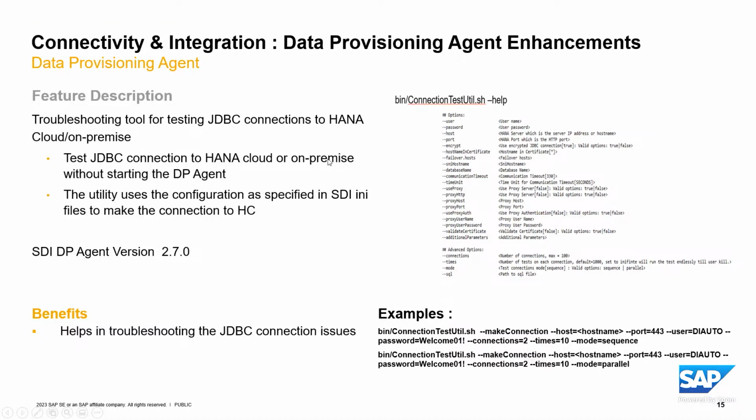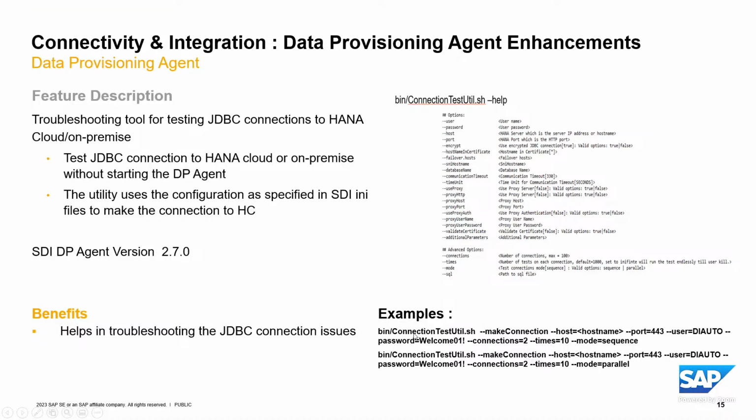This utility uses the configuration as you specify in the SDI files to connect to HANA. It also allows for continuous testing of the connection to simulate the SDI usage, the same way that SDI connects to HANA. So you can test the SDI connection parameters and the stability of the connection using this utility.